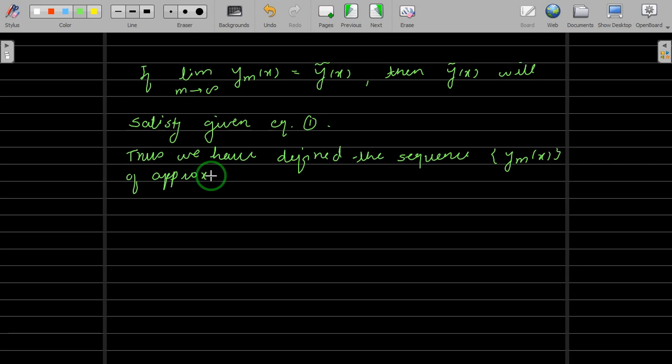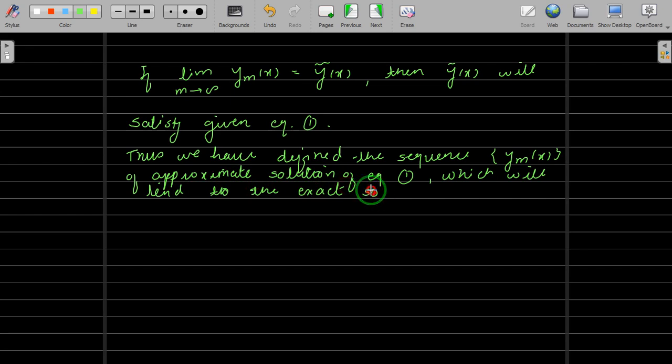Approximate solutions of equation 1. So these are the approximations, and when you take the limit, they will tend to the exact solution of equation 1.